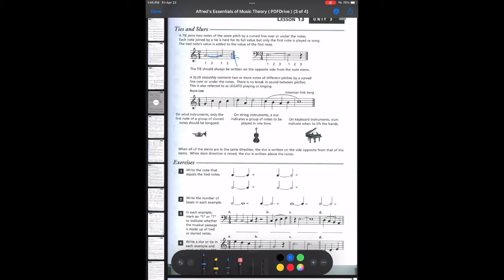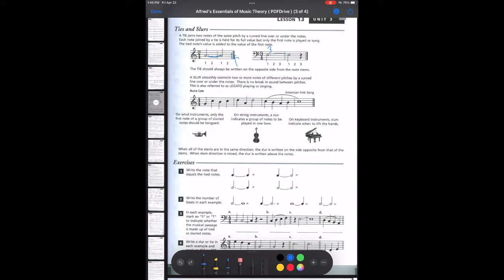This note is a dotted half note that lasts for 3. This is a plain half note that lasts for 2. That connected note makes that sound together last for 5. 1, 2, 3, 1, 2, or 1, 2, 3, 4, 5. Those are ties. Again, the pitch stays the same.